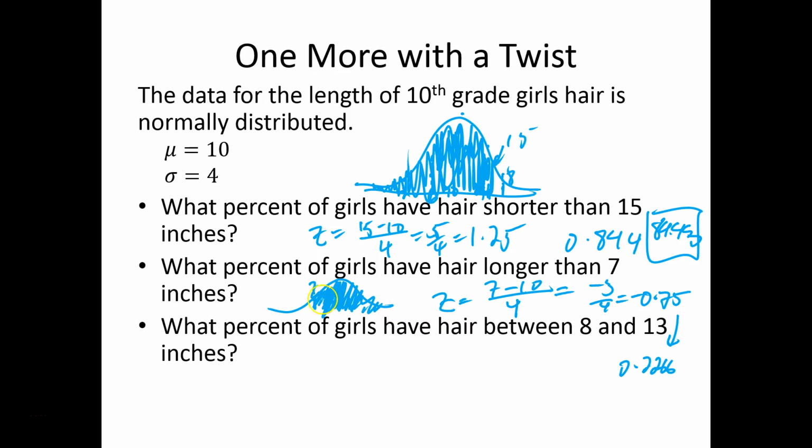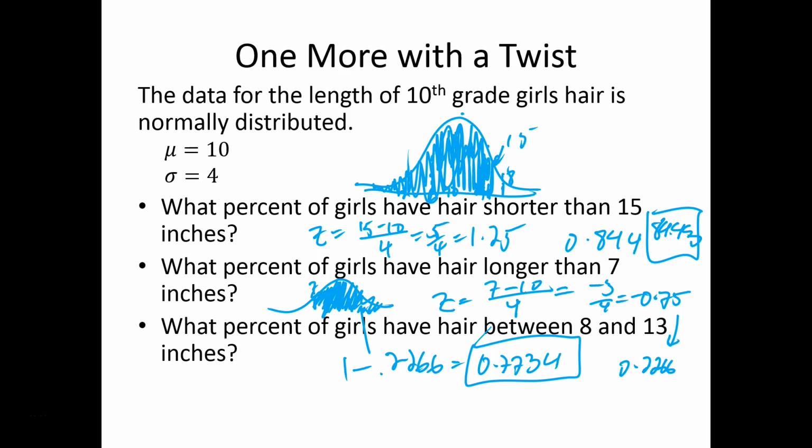Well, what do we know about curves? What does it all add up to? That adds up to 1. So this shaded area right here is going to be 1 minus 0.2266. Maybe grab a calculator for that. So I'm going to do 1 minus 0.2266, and that gives me 0.7734. So whenever you see a more than or a less than, just make sure that you're getting the right part of the curve.